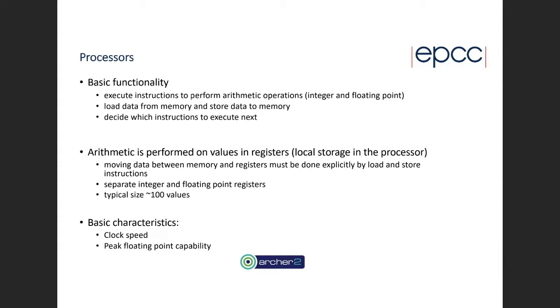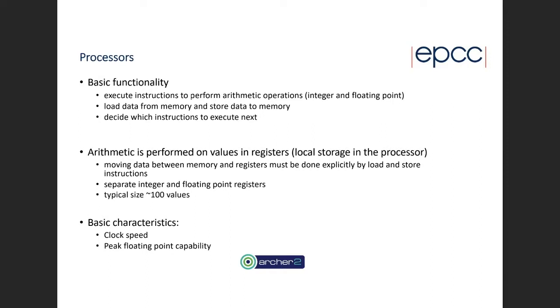Arithmetic is performed on values in registers, which is the local storage inside the processor. And moving data between memory and registers has to be done explicitly by load and store instructions. There are separate sets of integer and floating point registers, and typical size is about 100 values. The AMD ROMs are a bit bigger than that. I think it's on the order of 140 for integer plus 160 for floating point.